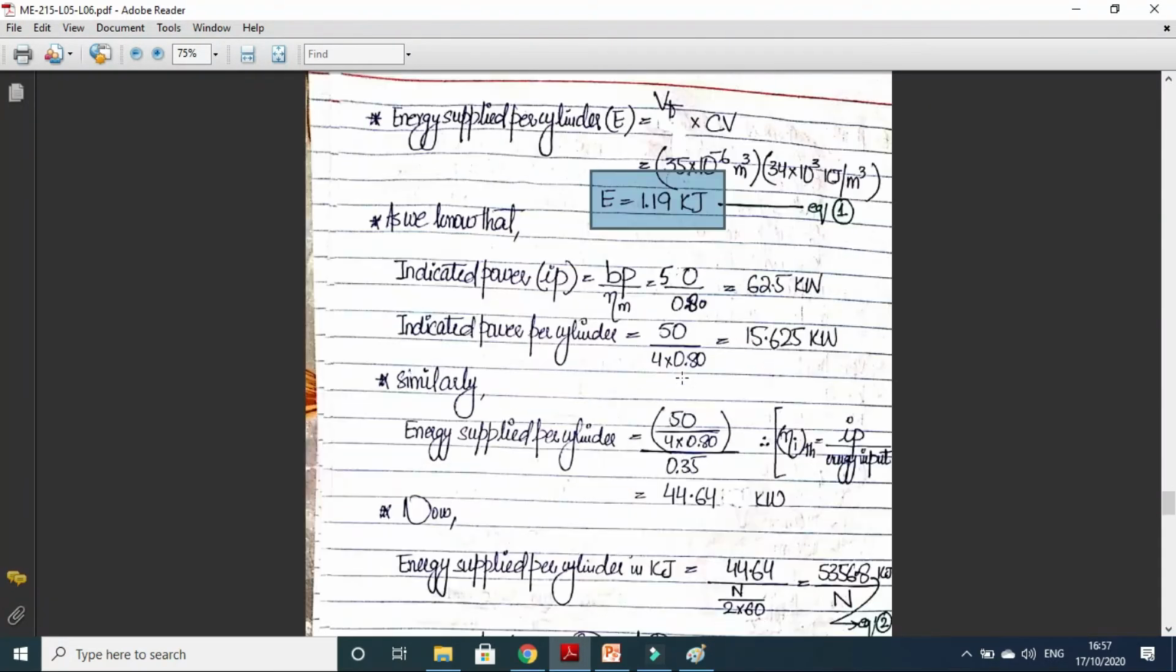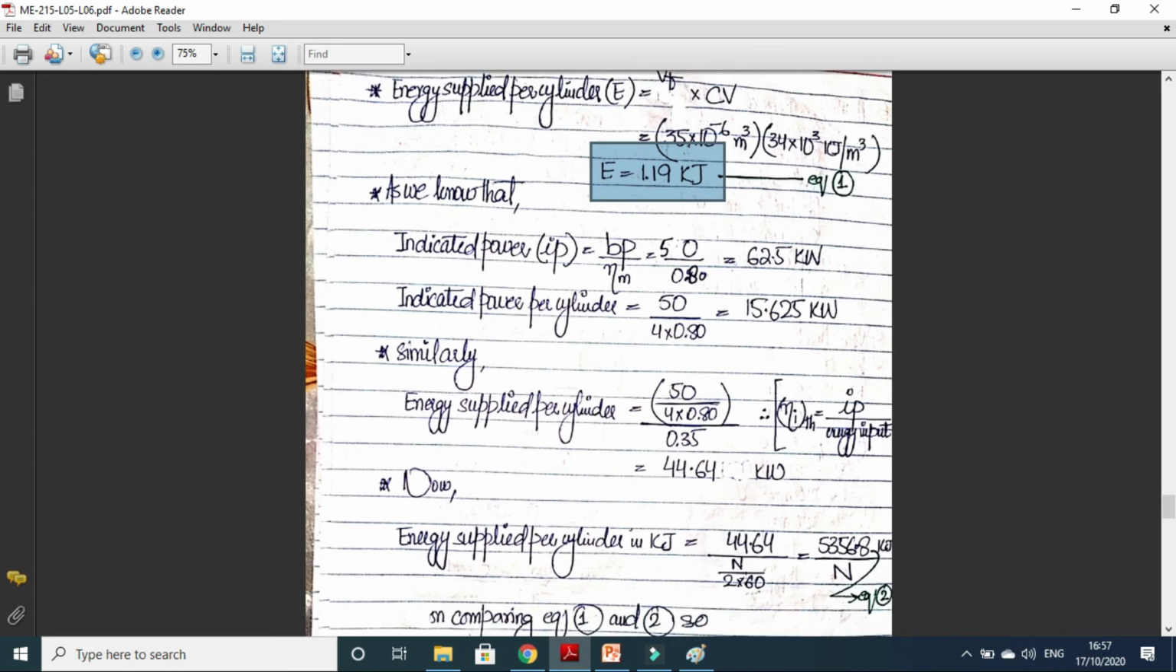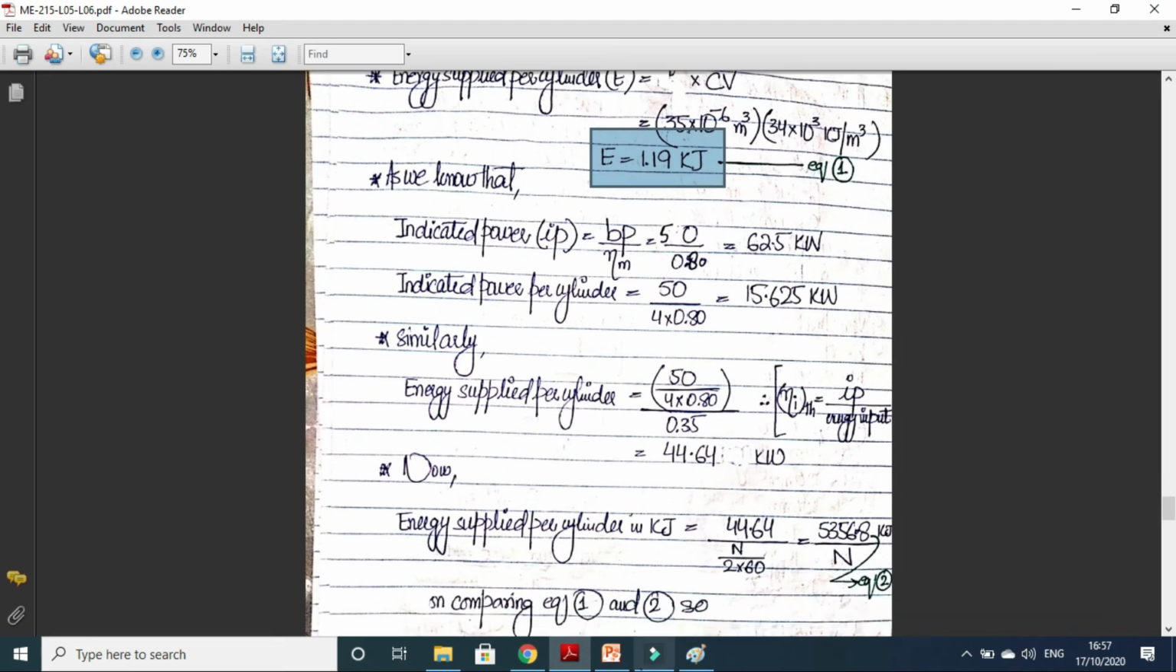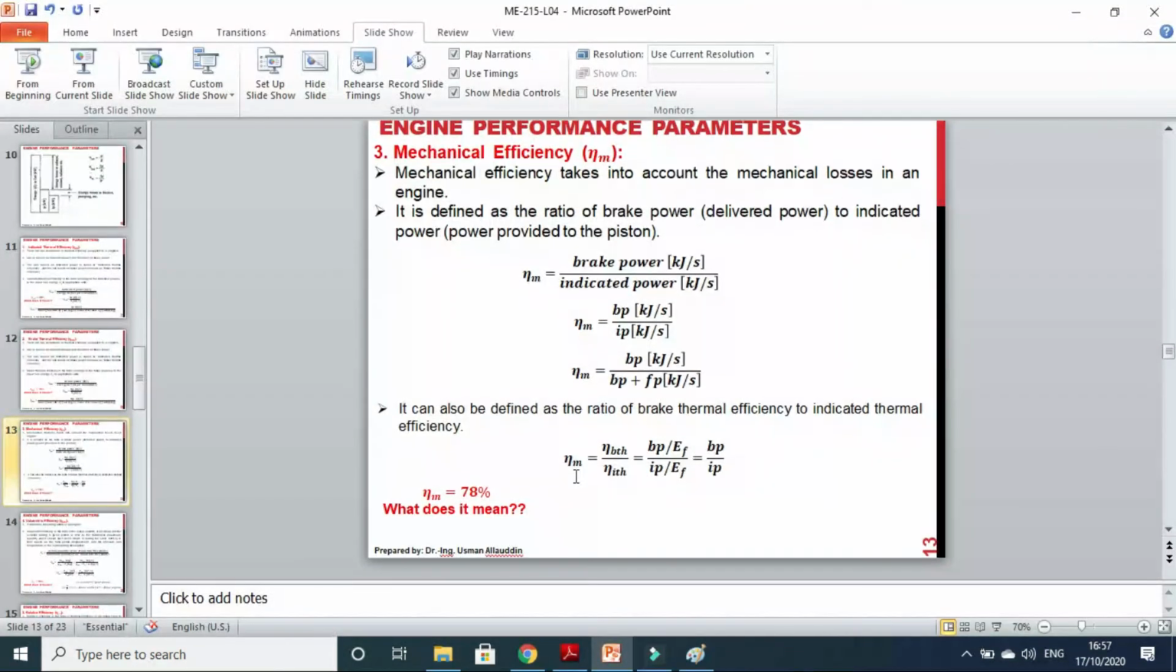So we calculated the energy supplied by burning fuel in two different units, one in kilojoule and one in kilowatt, and then we compared these two quantities. In order to make these two quantities equal, we need to multiply kilojoule with 1 upon second, and we can do this with the help of RPM. We also did this here.